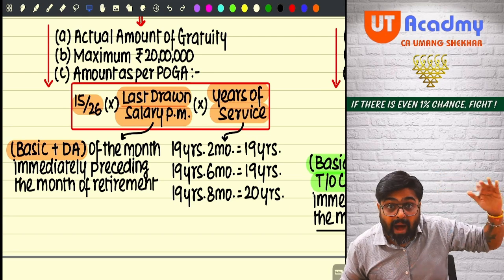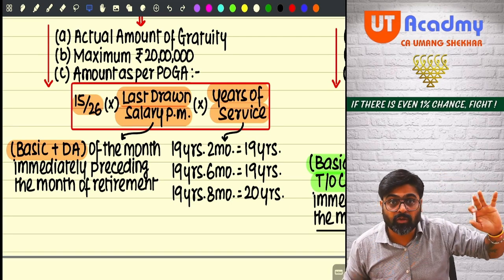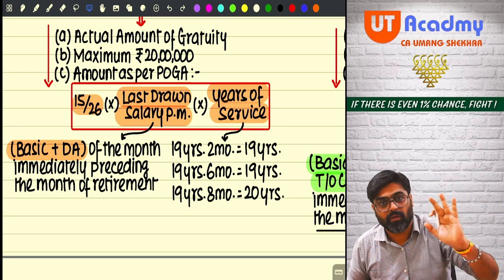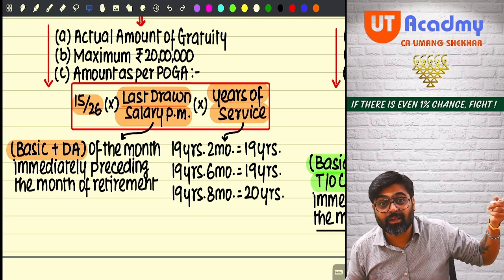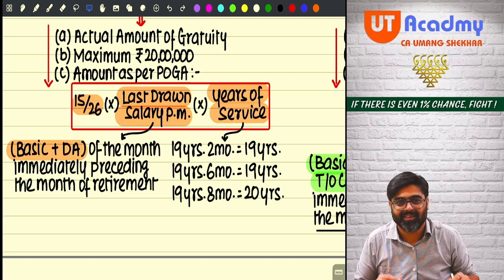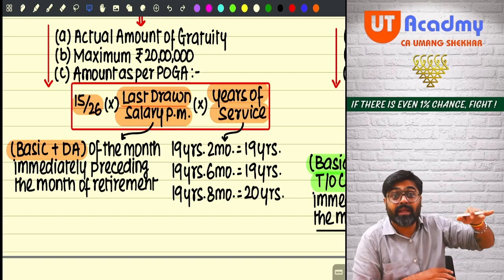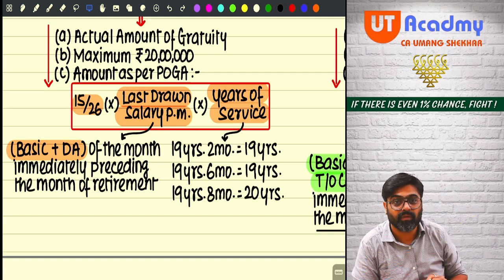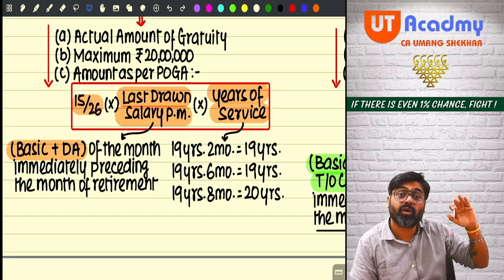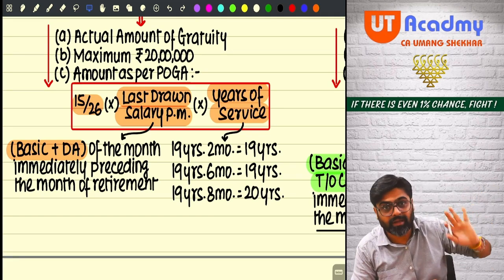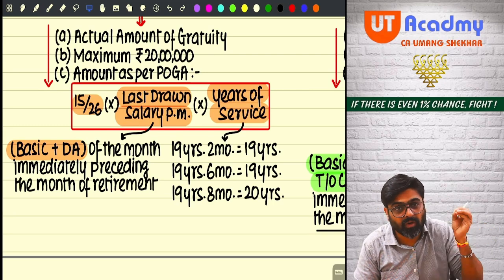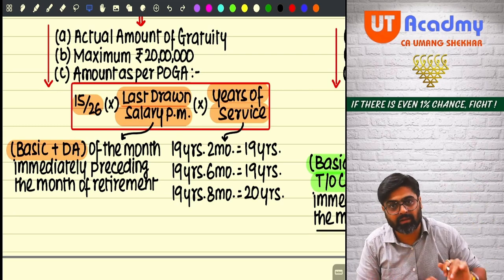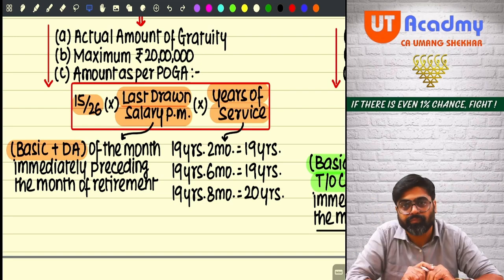Even for part of the year of service, you will get full, provided that part of the year is what? More than 6 months. So 20th year of service: have you given service for more than 6 months? Yes. Then count the 20th year. But in the 20th year, have you given service for 6 months or less? Yes. Ignore the 20th year. You will get only for 19 years.